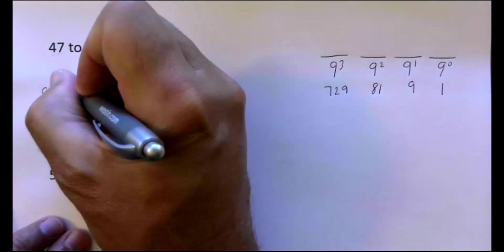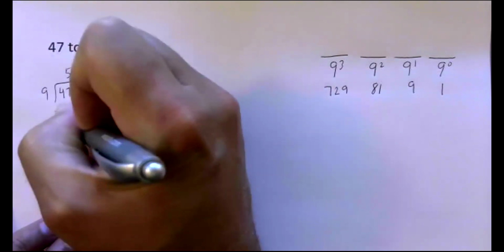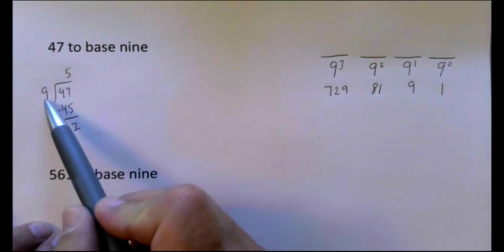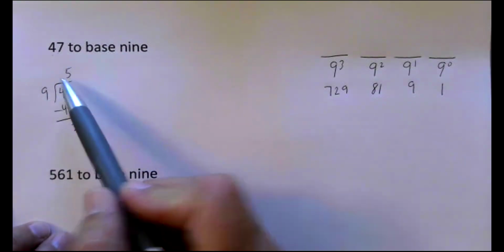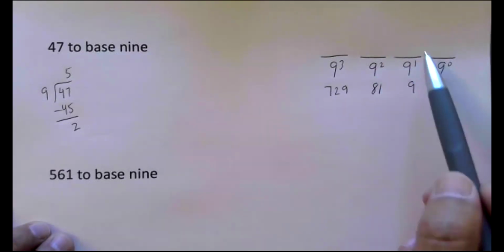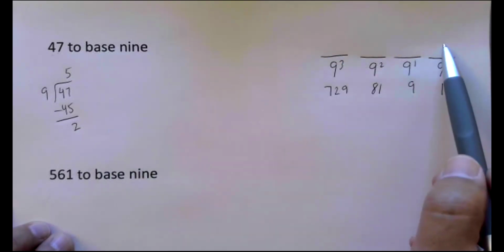So 9 goes into 47 5 times. 5 times 9 is 45. You get a remainder of 2. We're actually finished already because 9 went into 47 5 times. That means I'm going to have a 5 in the 9's position. I'm going to have a 5 right there. And then remember, your last position is always just the remainder this way. I'm going to have a 2 right there.